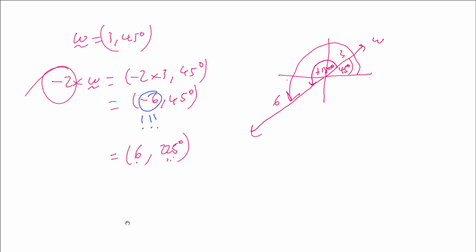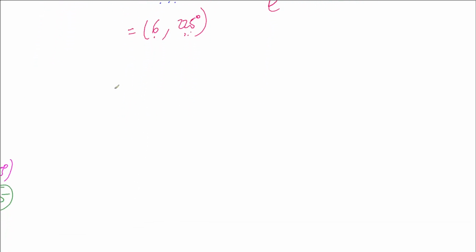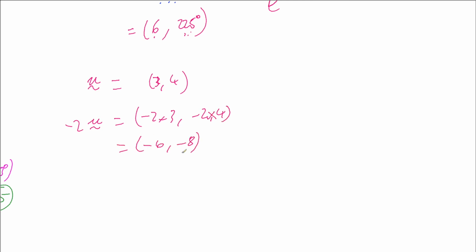But what about in Cartesian form? In Cartesian form, if I go back to my vector u, which was 3, 4, and I want to find negative 2 times u, well, negative 2 times 3 and negative 2 times 4 gives us negative 6, negative 8. And that's perfectly fine for a Cartesian, because 3, 4 would be, say, there, and negative 6, negative 8 would be somewhere down there, and we wouldn't worry because it's just a coordinate. We can simply draw it. We don't have to do any adjustments.